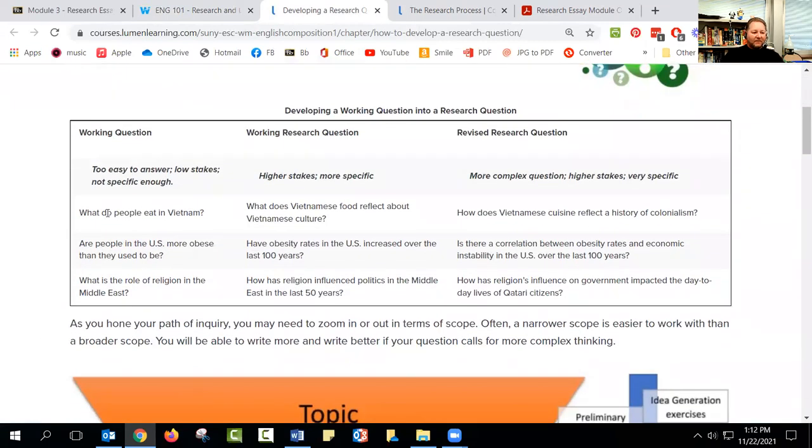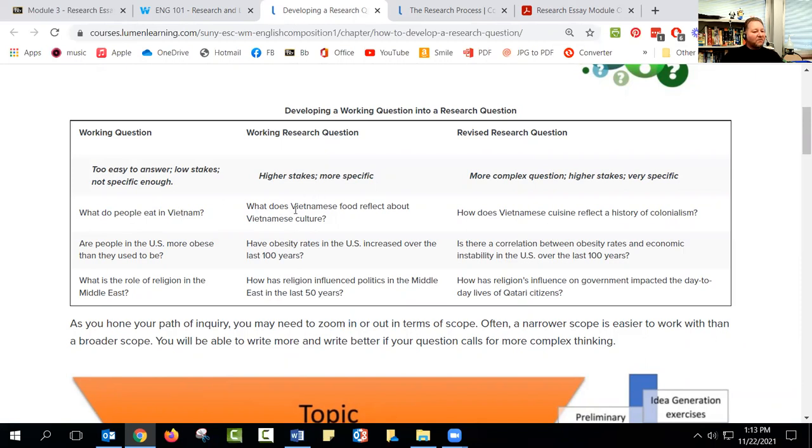But I love these examples because they make it really easy to see what I mean by a good thesis versus a poor thesis, right? These ones are all too easy. It's low stakes. It's not specific enough. What do people eat in Vietnam? Really? Does anybody care? Unless you're writing for the Travel Channel, no one cares, right? I could look this up on the internet right now and find out the answer. So why would I read your 7-page paper about it, right?